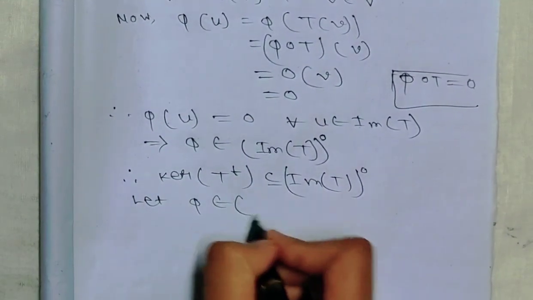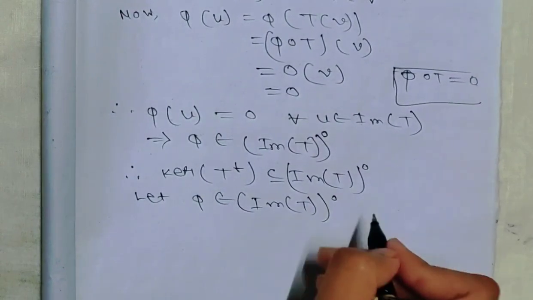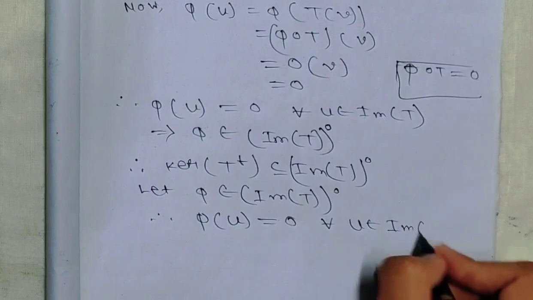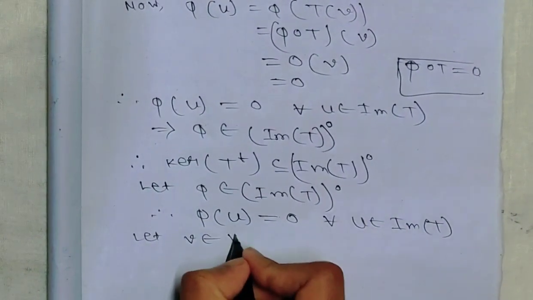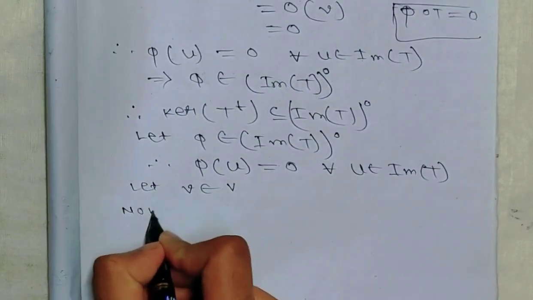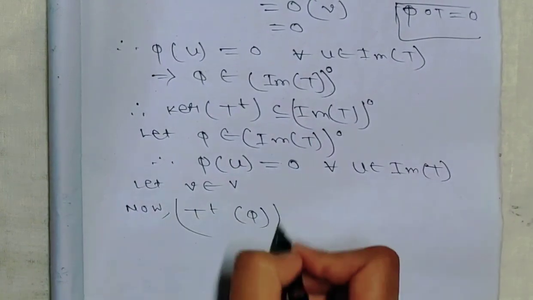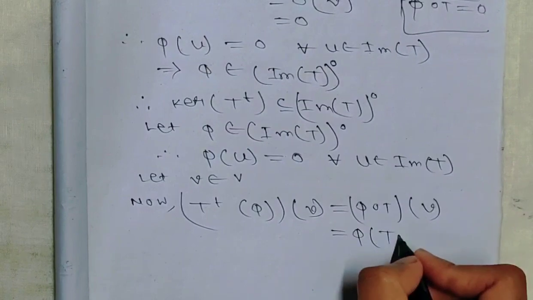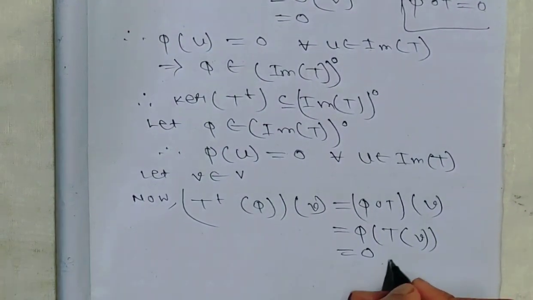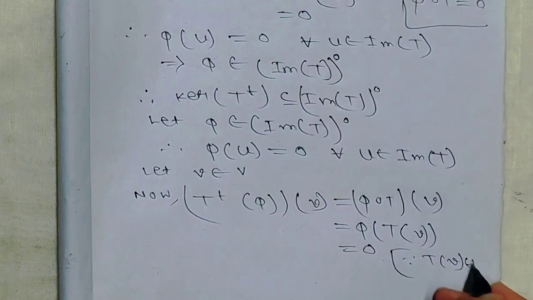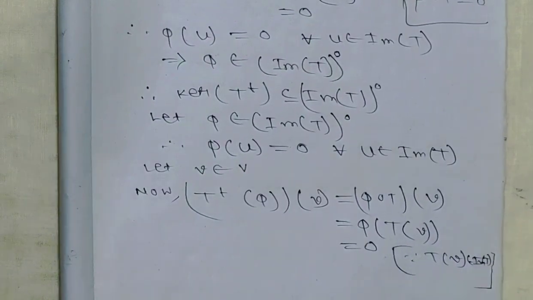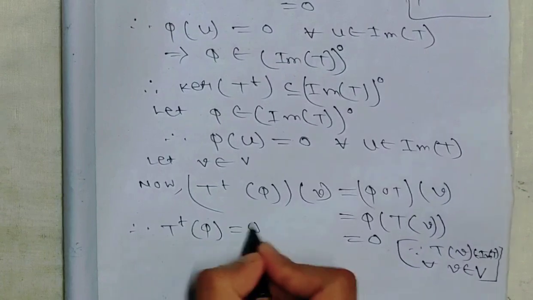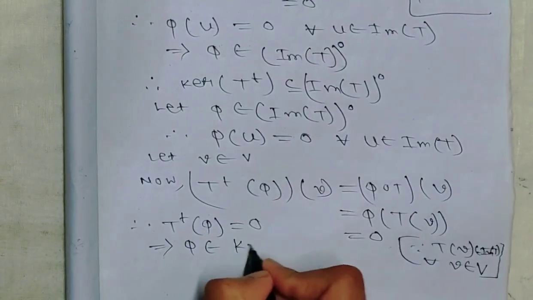Now let phi belong to the annihilator of the image of T. Therefore phi of u equals 0 for all u belonging to the image of T. Let v belong to vector space V. Now T transpose of phi of v equals phi naught T of v, that equals phi of T of v equals 0, since T of v belongs to the image of T, for all v belonging to vector space V. Therefore T transpose of phi equals 0. That implies phi belongs to kernel of T transpose.